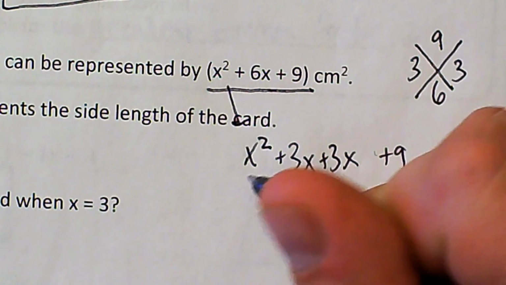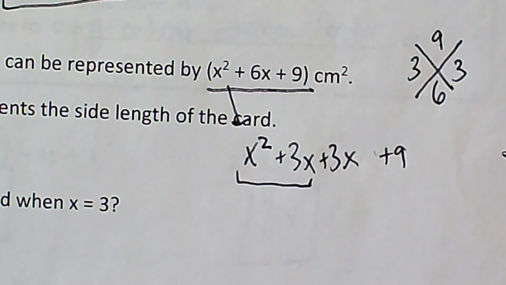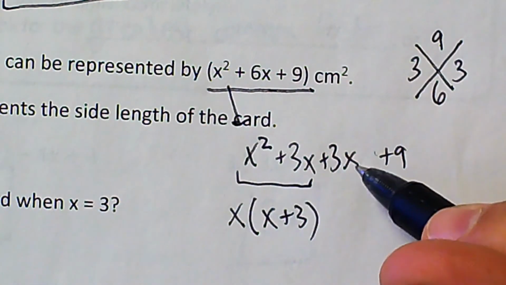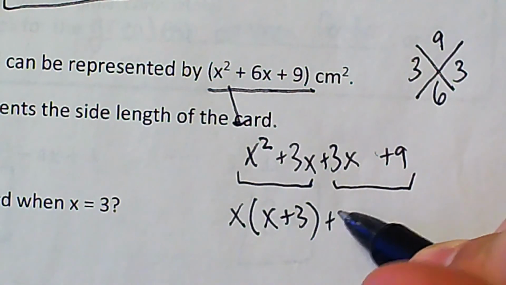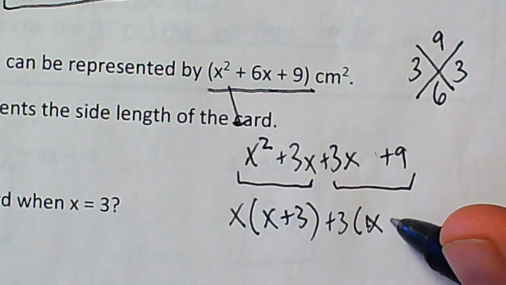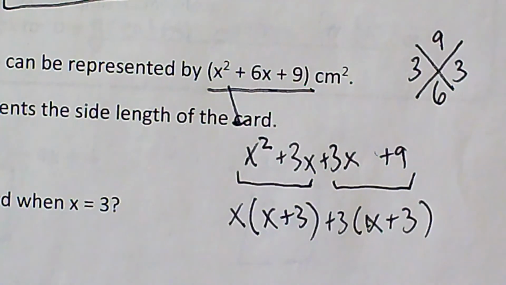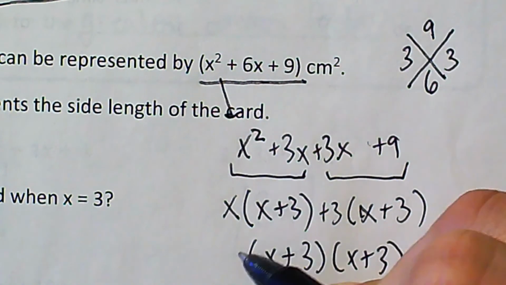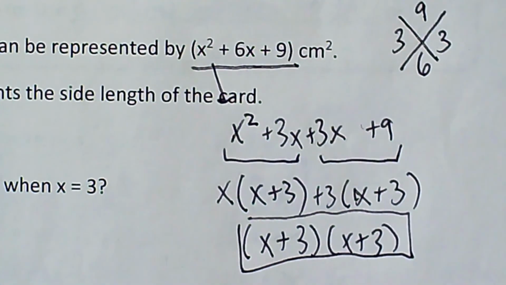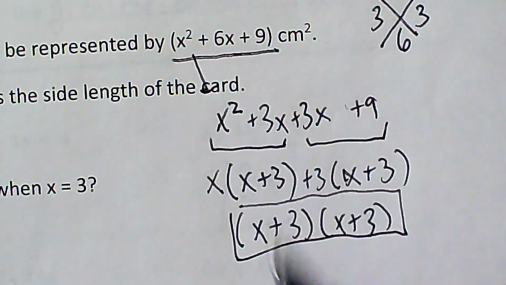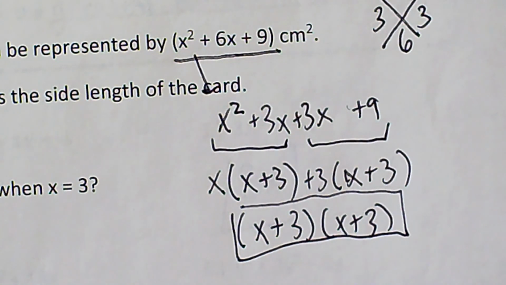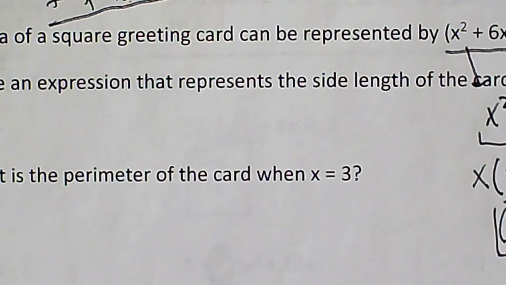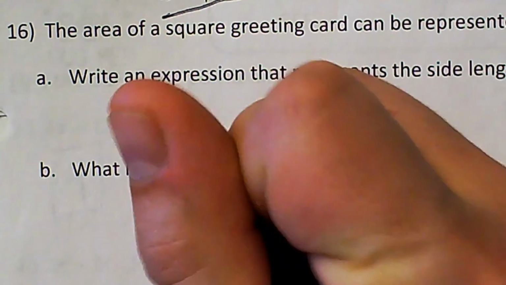What's the GCF of the first group? Okay, so x times x plus 3. And what's the GCF of the second group? 3. Okay, so plus 3. And it looks like we are going to get the same factors in both cases. So my factors are x plus 3 times x plus 3. Okay, so let's go back and actually answer the question. I don't think we really answered. It said, write an expression that represents the length of a side of the square. So what is the side length of the square? X plus 3. Yeah, just x plus 3.